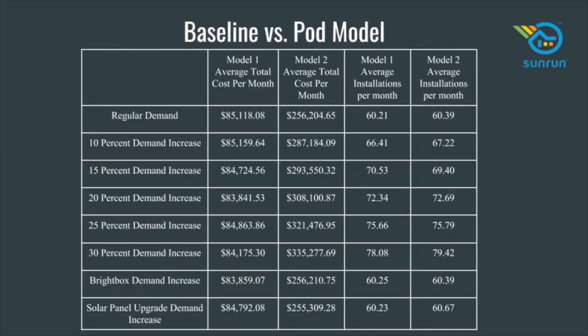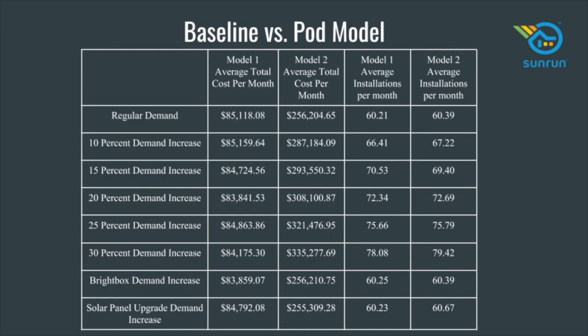These are some of the most significant statistics when comparing the effectiveness of the baseline and the pod model. The baseline model is represented by significantly lower monthly costs, while the average installations per month is similar between the two scenarios. This means that the baseline system is installing the same amount of panels while doing this at a significantly lower cost. This equates to a higher profit and revenue for SunRun.